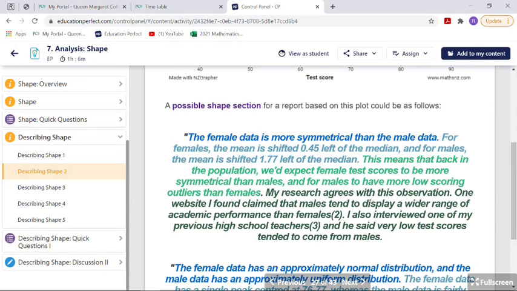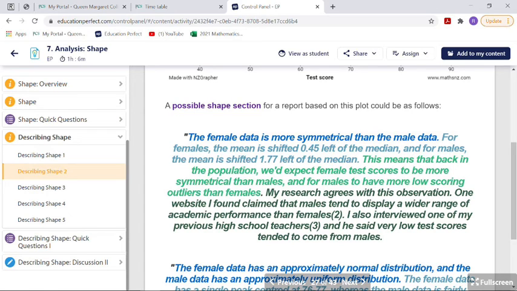For females, the mean is shifted 0.45 left of the median. And for males, it's shifted 1.77 left of the median. So definitely for the males, it's skewed left, right? For the females, if that's less than half a point, I would really not say that it's skewed. So this means back in the population, again, remember, you're always talking about your sample, but when you make observations, you always talk about the population. So remember, that sentence is always the first part of this second part. We'd expect female test scores to be more symmetrical than males, and for males to have more low-scoring outliers than females. Low-scoring because it's to the left, right?